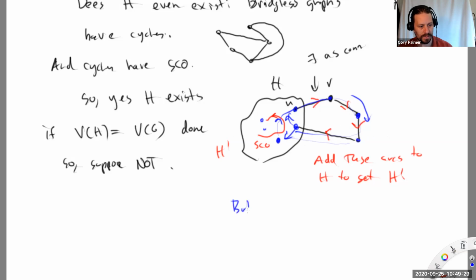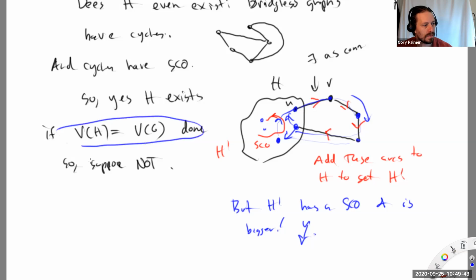So H has a strongly connected orientation and is bigger, right? That's a contradiction to the vertex maximality of H. And so we had to be in this case here, right? It contradicts the "suppose not." The standard trick there: you can grow the maximal subgraph here. Okay, that's the end.